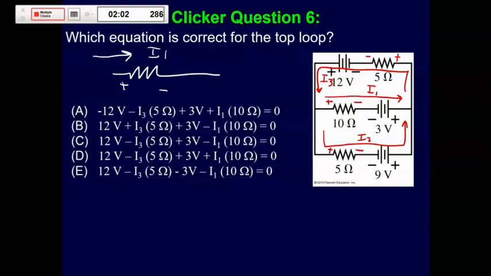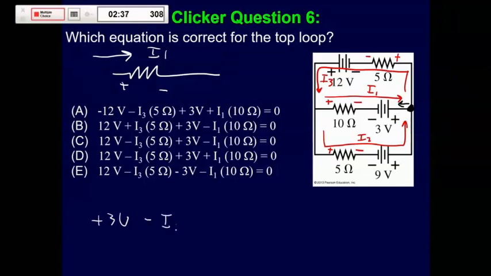Okay, it looks like most people have voted, and the good news is I agree with the majority. Let's mix things up. I'm going to start here and go this way with my loop, just to be as different as I possibly can be. If I start here and go this way, I come to the positive sign first. So the first thing I'd write down would be positive 3 volts.